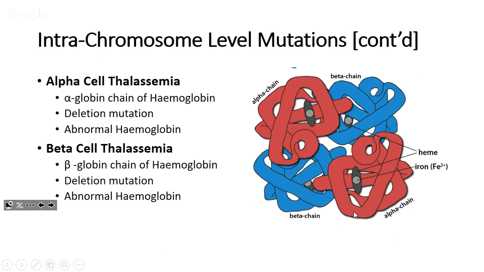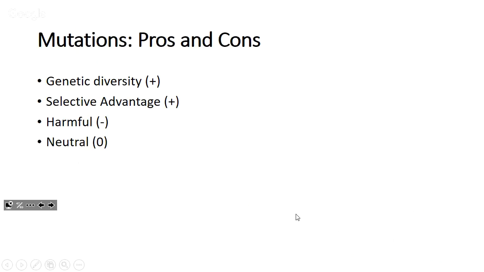You're going to end up with some sort of condition if you have an intrachromosome level mutation, like thalassemia. Inside that gene that's coding for the hemoglobin protein, you might end up with some sort of dysfunctional hemoglobin if you have an intrachromosome level mutation occurring. Depending where the mutation occurs defines whether it is the alpha chain or the beta chain which is affected.